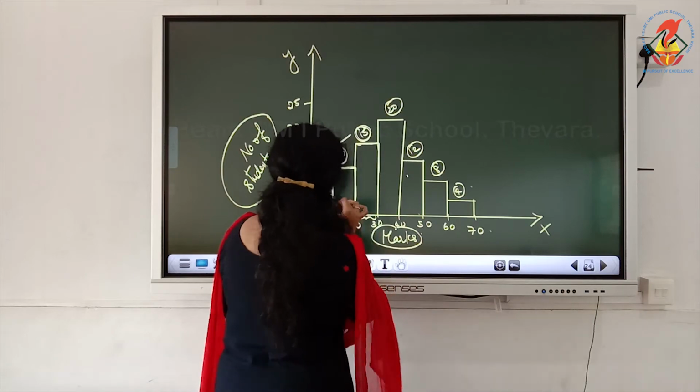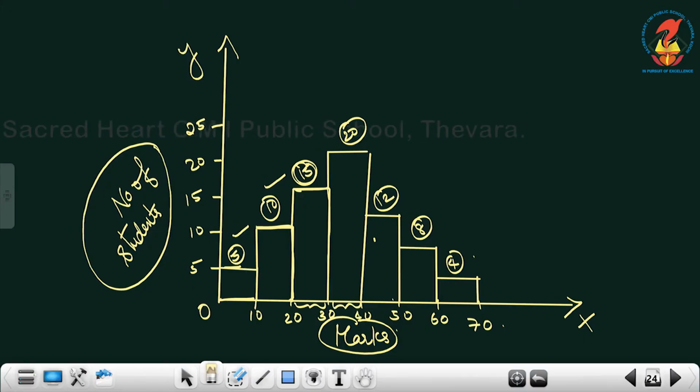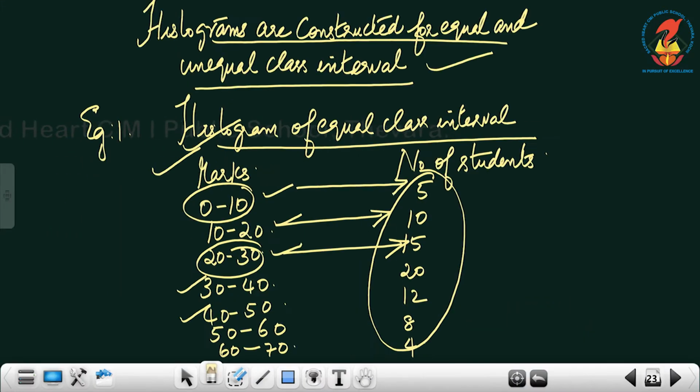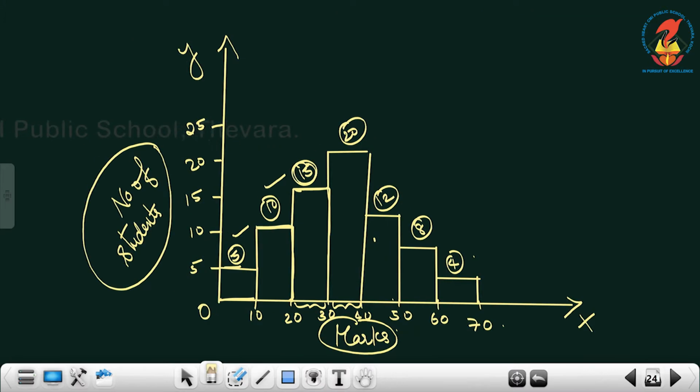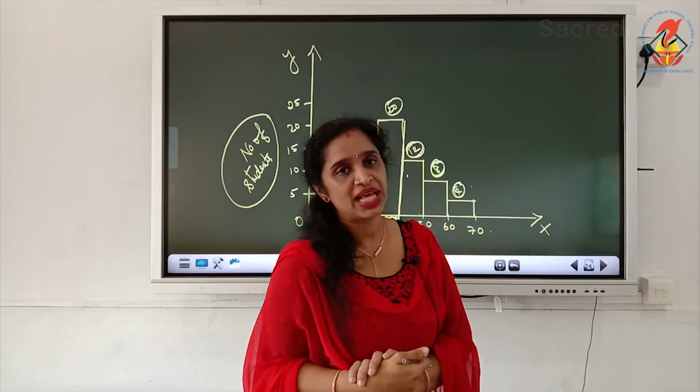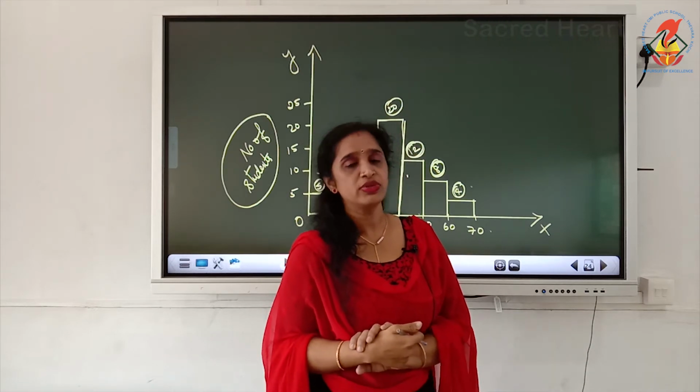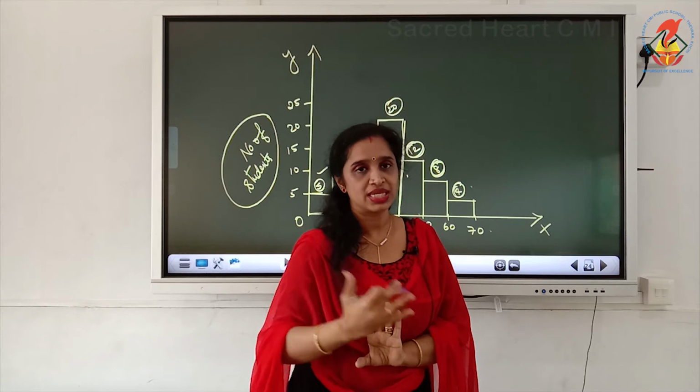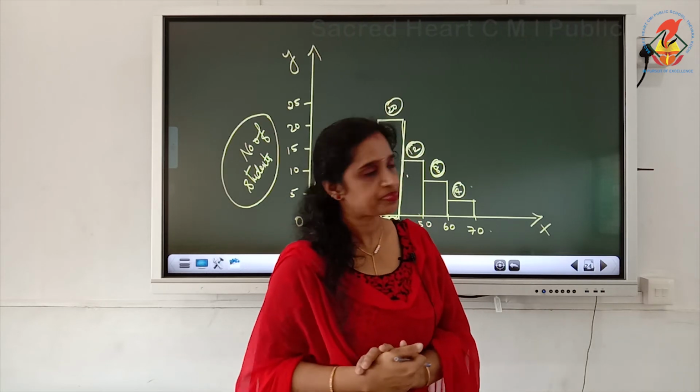Now, in the histogram, in this example, for 30 to 40, the value given is 20. I have constructed the bar with 20. For 30 to 40, the height of the bar is 20. And at the top of each bar I have written the value. This is a histogram. So this is how we construct a histogram of equal class interval. So simple as that. Depict the values in the form of bars where one is attached to the other one.